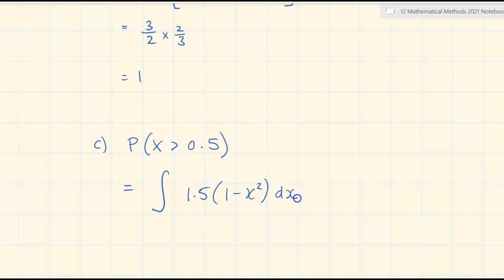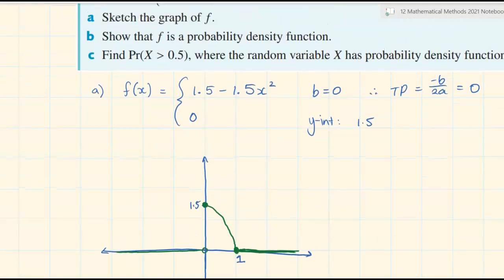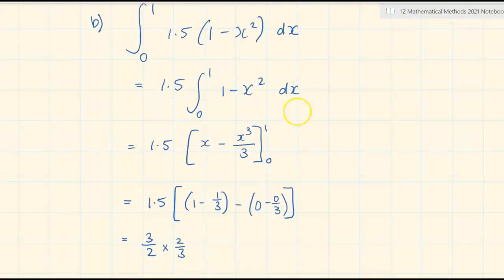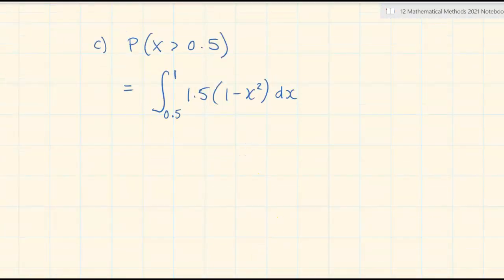with respect to x. Now it needs to be greater than 0.5, so what's my lower bound? 0.5, good. And then think about the domain of the function. What's my upper bound? Well done. With how this function is defined, the upper bound is just going to be positive 1.